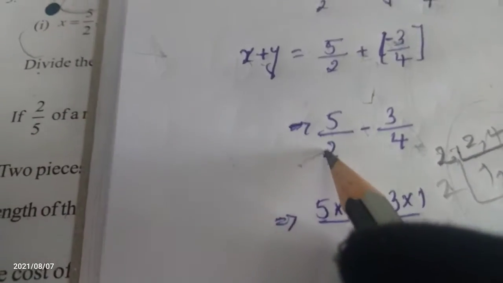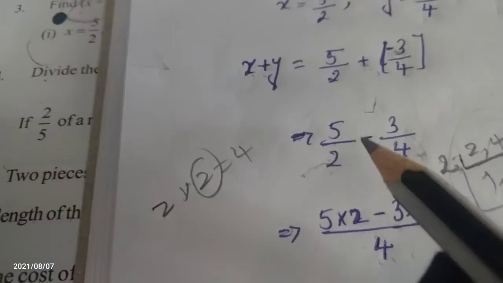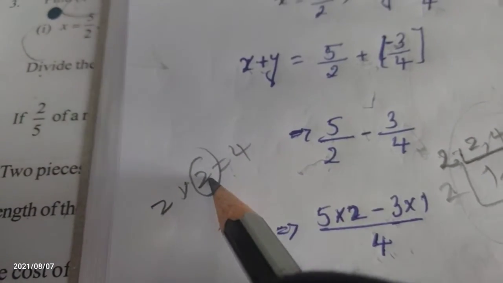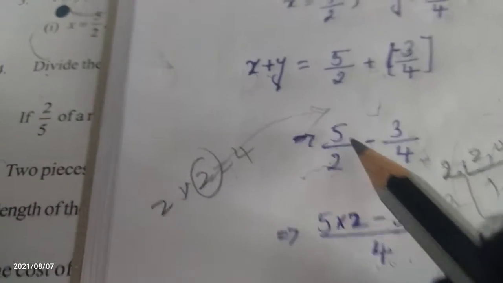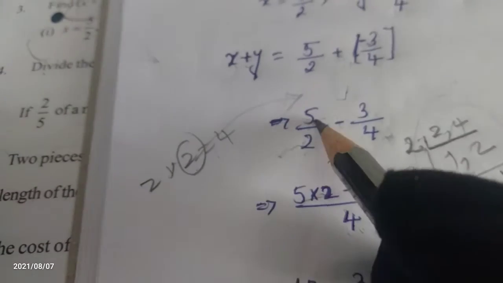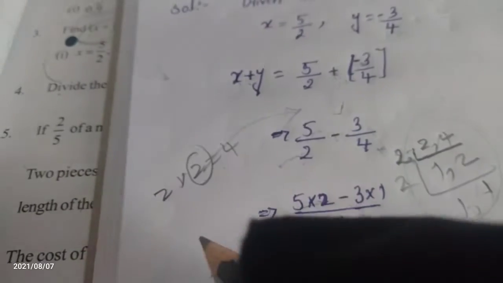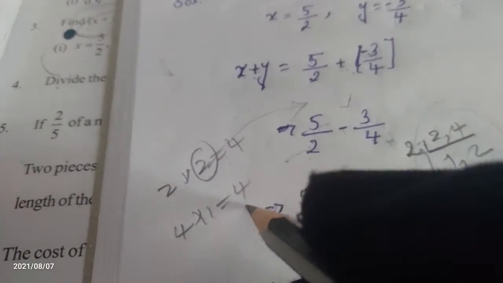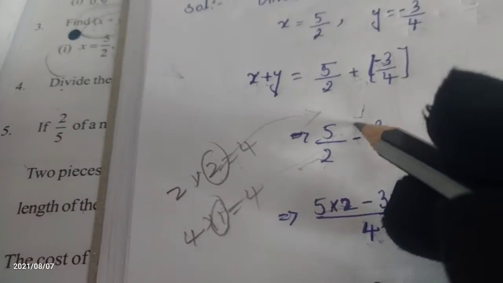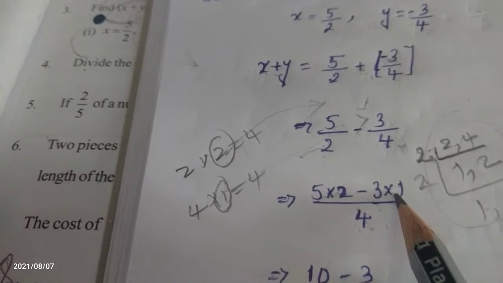Okay, ma'am. When we get the 4 in 2's table, 2 twos are 4, then that 2 we have to multiply with the numerator, means 5 twos are. Just we have to multiply this middle number with the numerator. Minus is as it is. When we get 4 in 4's table, 4 ones are 4, means that value 1 we have to multiply with this numerator, means 1 into 3. I am writing here 1 into 3. Up to that clear? 1 into 3.